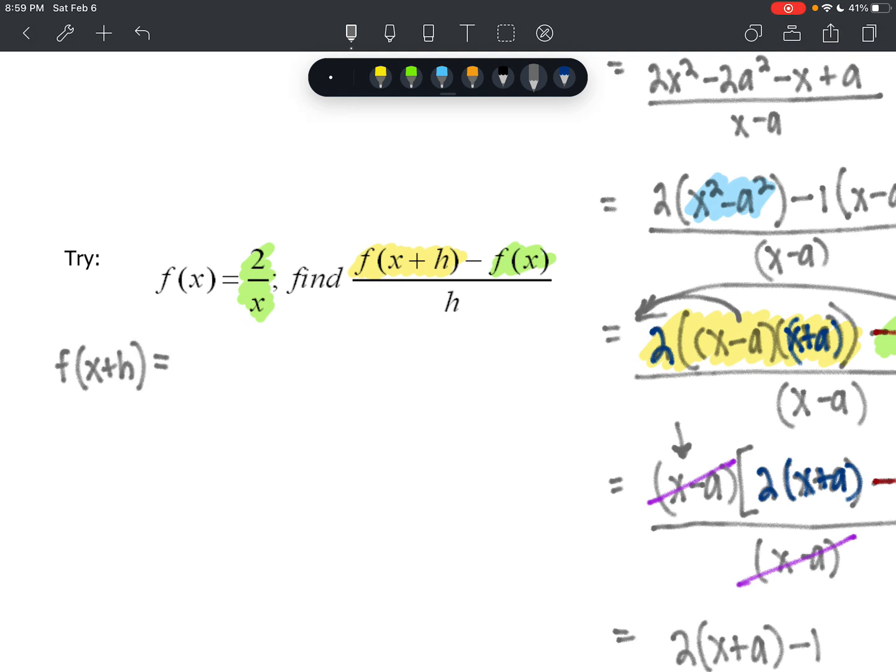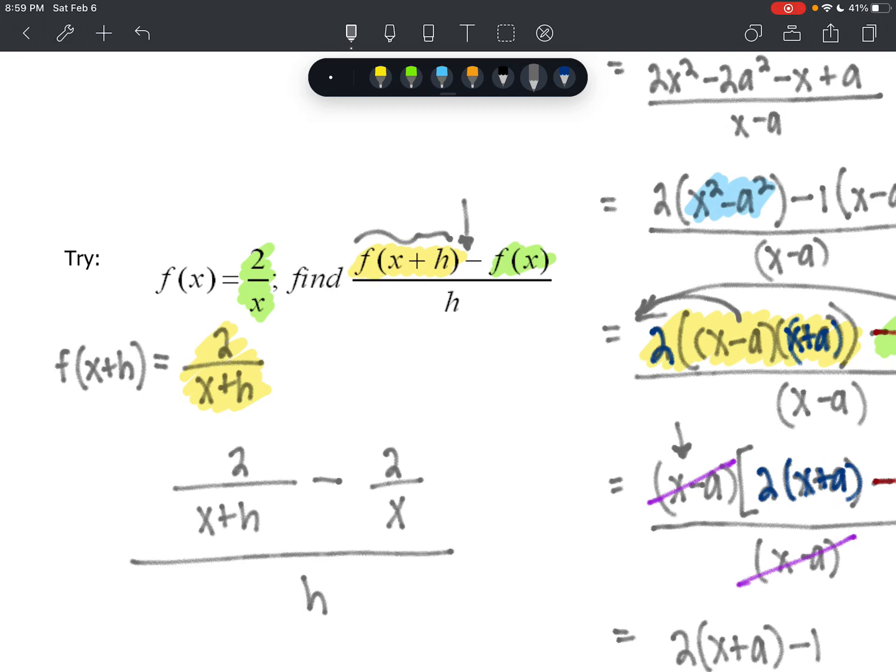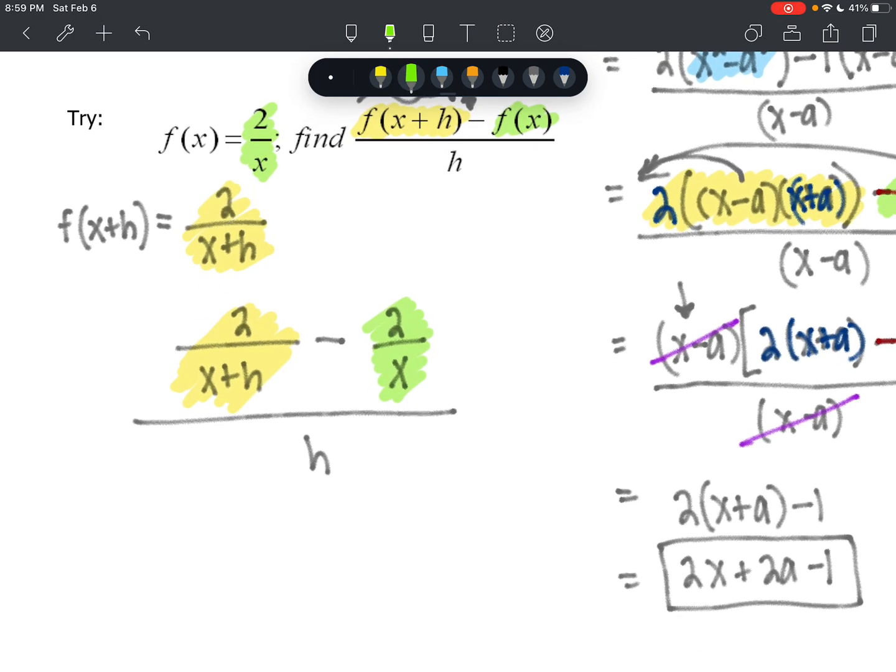Okay, if you're watching, you've hopefully tried on your own. F of x plus h is going to be 2 over x plus h. Everywhere you see an x, you're just going to put an x plus h. So that f of x plus h is going to be a fraction. So I've got 2 over x plus h minus f of x, 2 over x, and then that's all over h. So here's my yellow part, f of x plus h, minus f of x, all over h.